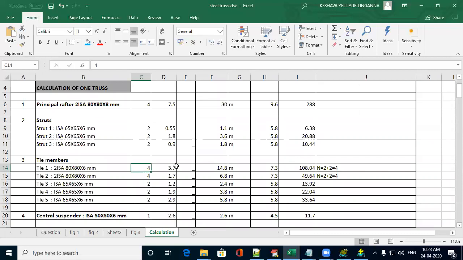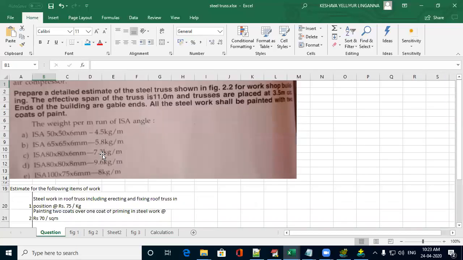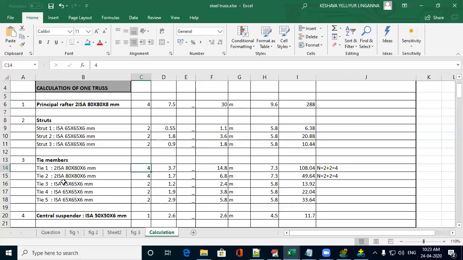So this column has come, and the corresponding lengths you can check with the diagram. The same length I have taken. Similarly, you multiply these 2 columns to get the quantity. And these weights are taken from the question. For 80 by 80 by 6, it is 7.3. The same thing I have taken. For 65, it is 5.8. I have taken the same thing. Since tie 3, 4, 5 is not mentioned, I have taken 65 by 65 by 6. And multiply these two columns to get the total weight in kgs.